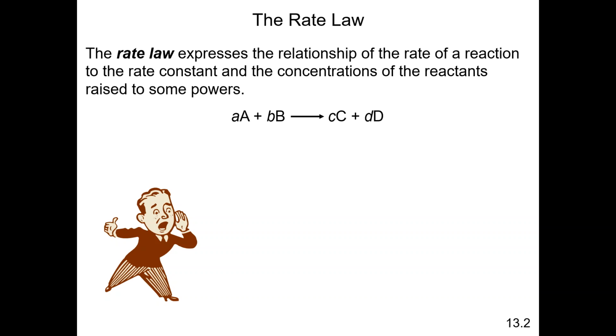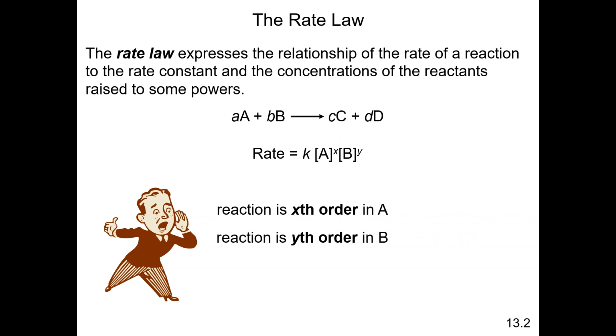we can write a rate law for this reaction where the rate of the reaction is equal to k, a constant, times the concentration of A raised to some number x times the concentration of B raised to some number y. All right. Now let's define some terms here. The x would be called the order of the reaction with respect to A, and the y would be the order of the reaction with respect to B. The k would be the rate constant, which we talked about before.